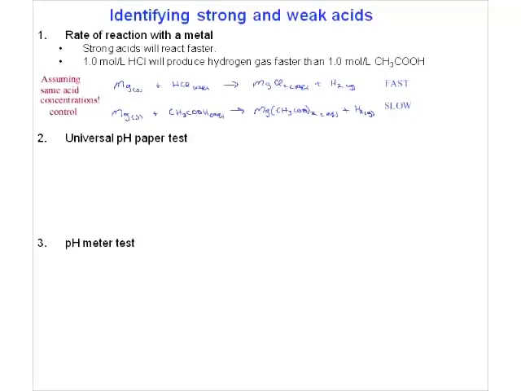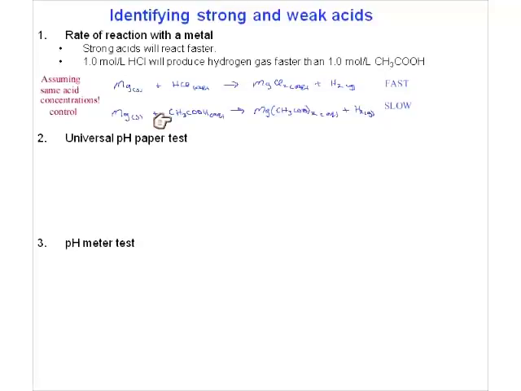Okay, and here's an example, of course, where we react magnesium with hydrochloric acid, producing hydrogen gas. This is going to be very fast in comparison, and this is the exact same reaction using magnesium and 1 mole per liter vinegar, acetic acid. And very similar reaction, we're going to produce hydrogen gas, but this is going to be a very, very slow reaction because this is a weak acid. So that's one way we could test the substances.